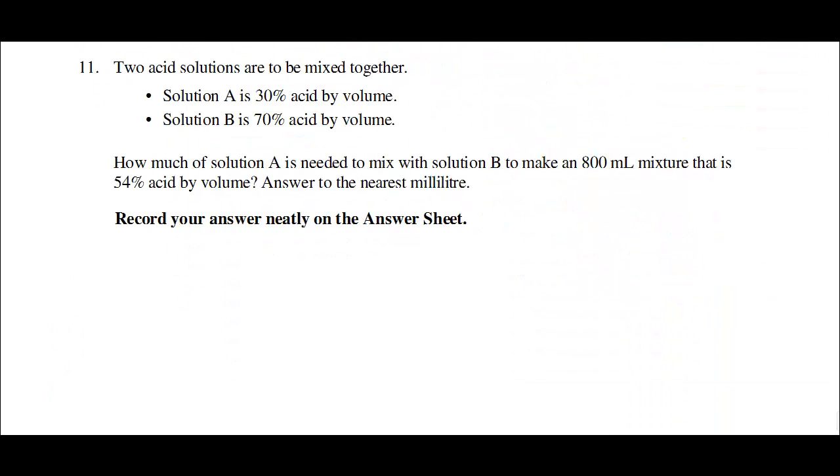All right, the last question in this sample package here. Number 11. Two acid solutions are to be mixed together. Solution A is 30% acid by volume. Solution B is 70% acid by volume. How much of solution A is needed to mix with solution B to make an 800 milliliter mixture that is 54% acid by volume? Answer to the nearest milliliter.